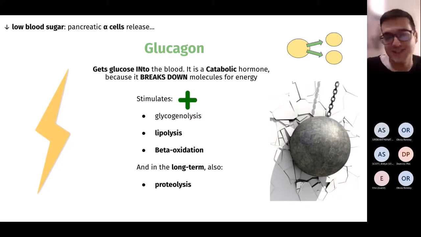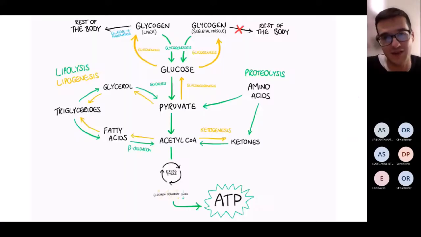So insulin is all about building things and taking glucose out of the blood. Glucagon is all about breaking things down and putting glucose into the blood. And here is a truly excellent diagram that I've stolen from David, who made this himself. You can use it to help you remember, well, it might be difficult to remember, but it's got all the main processes on it.